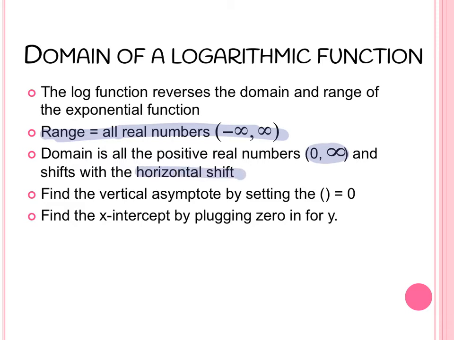It shifts with a horizontal shift. So think exponential moves with a vertical shift, logs move with a horizontal shift. You can find the vertical asymptote by setting whatever's inside the parentheses equal to 0. And you find the x-intercept by plugging 0 in for y, which would be part of your t-chart anyways. If you do it in the same order every time, it's the middle point. This one you have to fill in, right? Yeah. Okay.